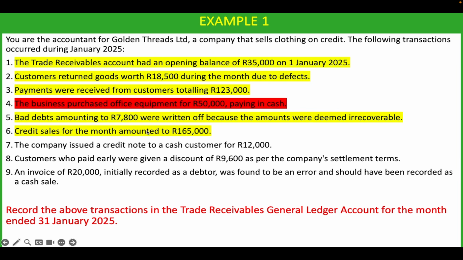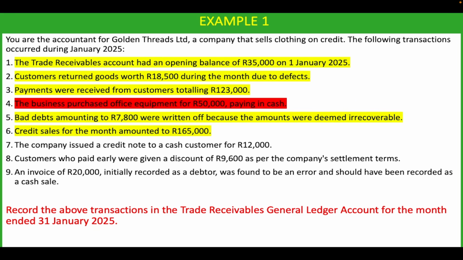Well, this is easy. We are told here the company issued a credit note to a cash customer for 12,000 rand. That means by saying that it's a cash customer, it means they paid us this 12,000 rand, but now we are telling this customer they no longer owe us the 12,000 rand. And so when we issue them with a credit note, we're either going to refund them or we're going to deduct this 12,000 rand from a future service or good that you're going to provide them. So in this case, it's a cash customer.